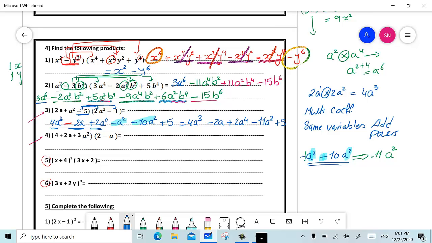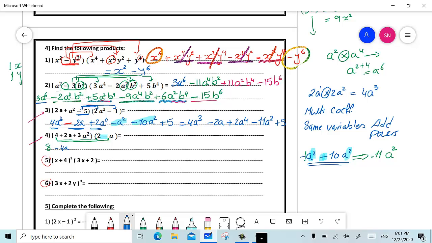Again, I'm going to multiply each term by the other term in the other expression. So 4 times 2, this is equal to 8. 4 times negative a, and please again don't forget the negative sign. We usually lose marks for the negative sign. This is going to be equal to negative 4a.